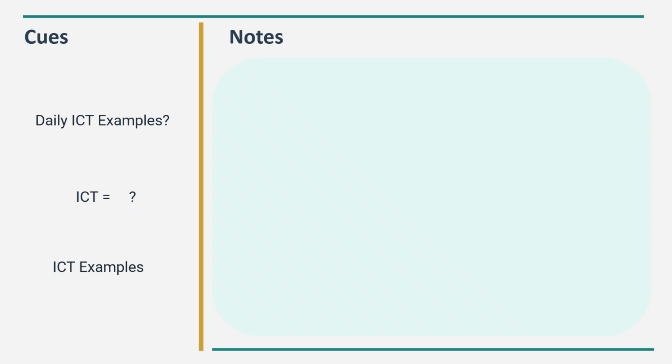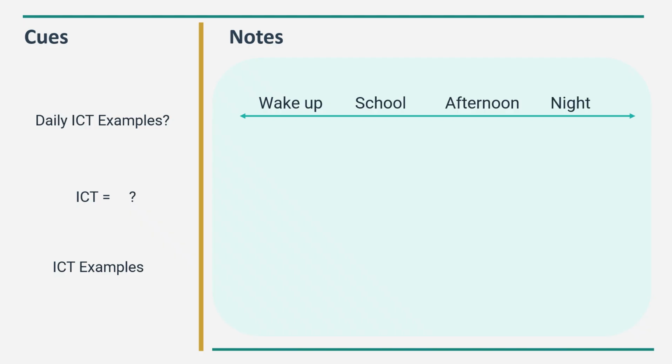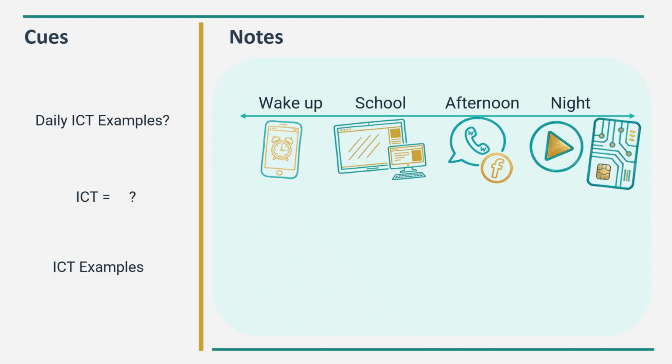Let's begin. From the moment your alarm wakes you up until you go to sleep, ICTs are everywhere. Your phone, school computers, social media and streaming, and online banking. Why is understanding ICTs so important in exams? In CAT, we don't just learn how to click. We also think about how these technologies help us and affect us in real life and in exams.